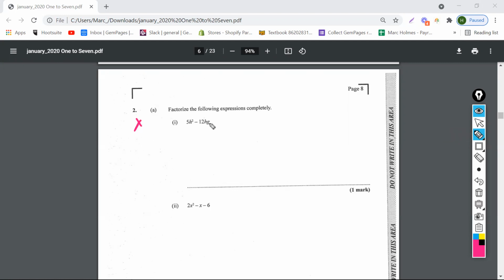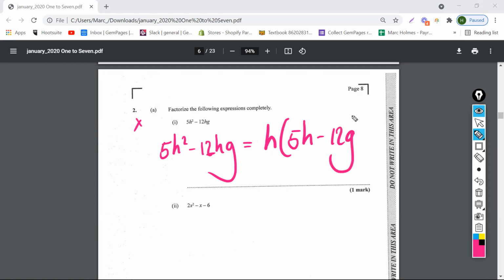It says factorize the following expressions completely. 5h squared minus 12hg. It's really easy. We just need to take out an h. That's all we can take out here. If we could take out a number, we could, but we can't. So let me take out an h. I'm going to get 5h minus 12g. Cool, and that's the answer.